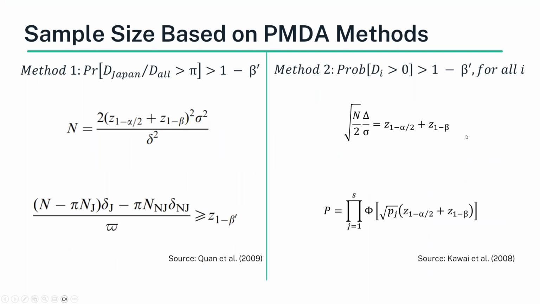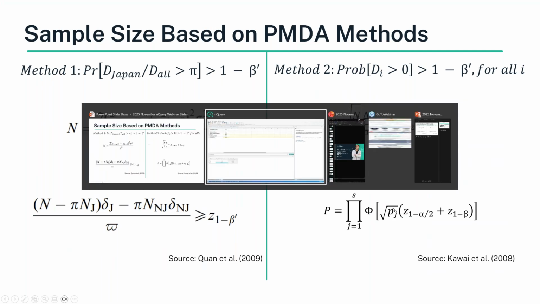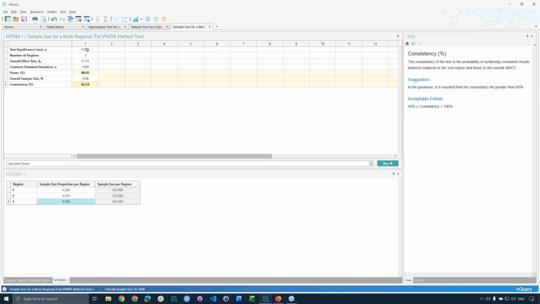So, the overall sample size and power won't be impacted by the proportion of the subjects in each of the groups. It's this value for consistency here that will change depending on the allocation between the regions. So if we go back to nQuery and we just copy this over here for a second.